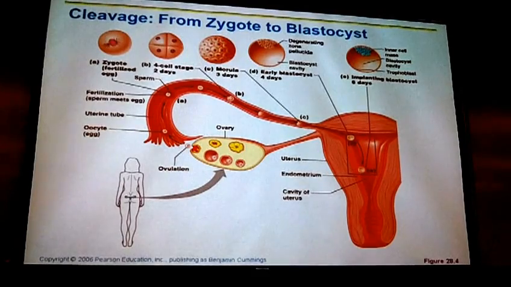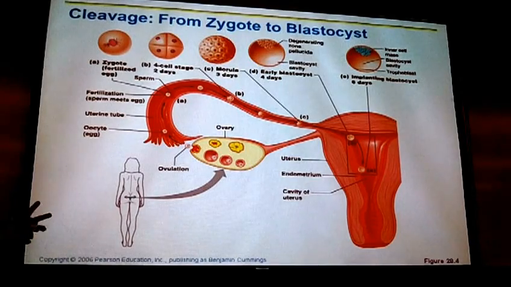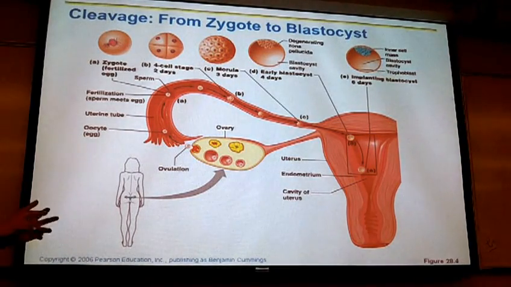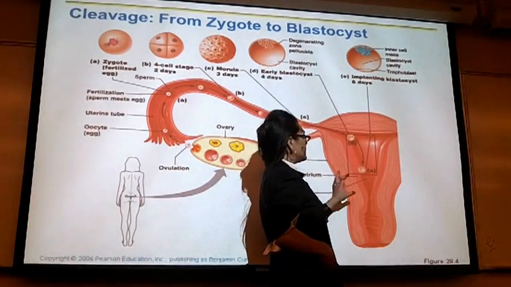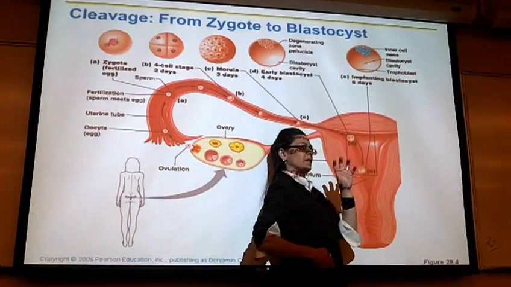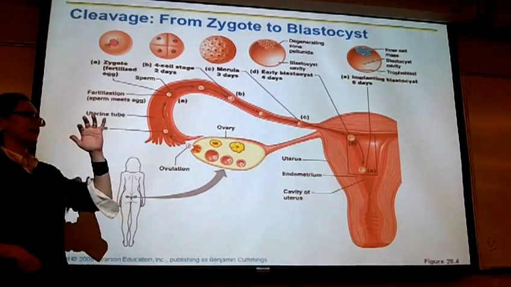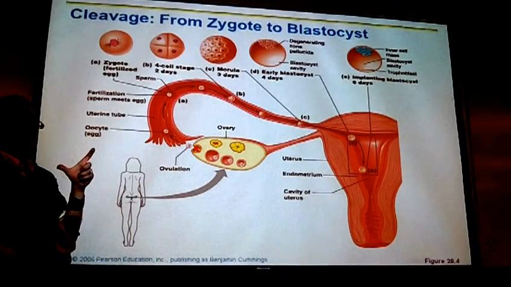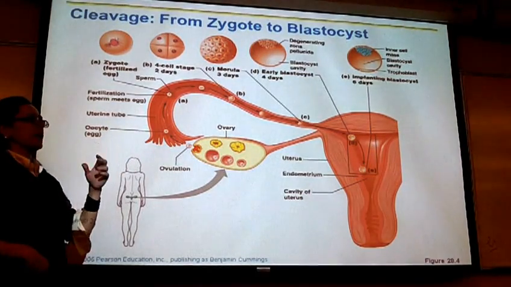Some you'll hear of uteruses not being a hospitable environment, right? You'll hear that sometimes. A lot of what that means is the endometrium doesn't get thick enough, or the progesterone levels don't stay high enough to keep that endometrium thick, and it could just kind of kick it out.